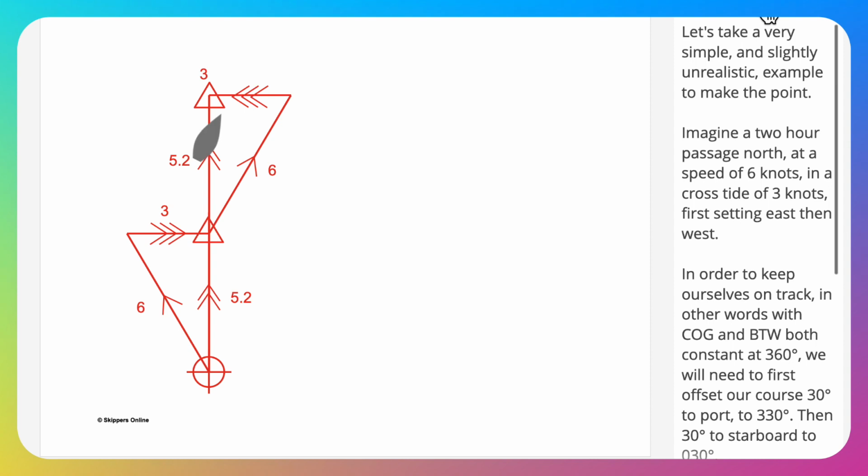So let's draw a 2-hour estimated position. After the first hour we will have sailed 6 miles through the water, but will have only progressed 5.2 miles towards our objective, and the same in the second hour. So our speed over the ground is 5.2 knots, and over the 2 hours we will have progressed 10.4 miles.